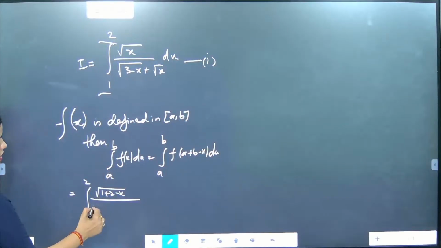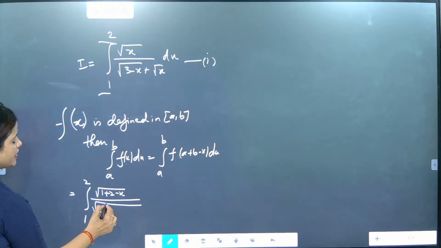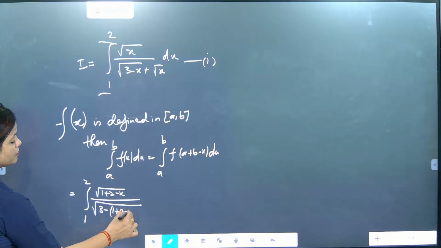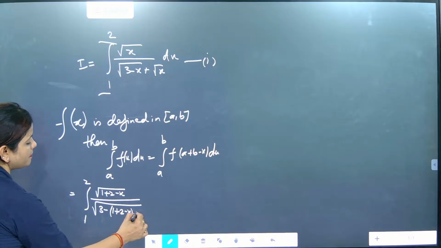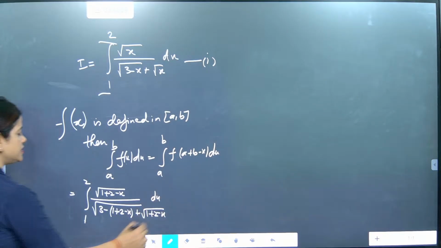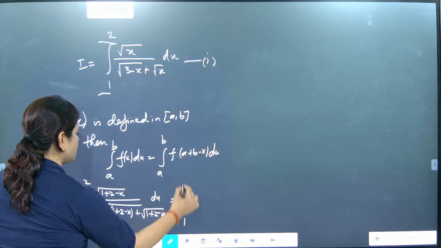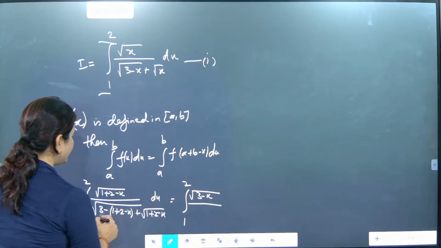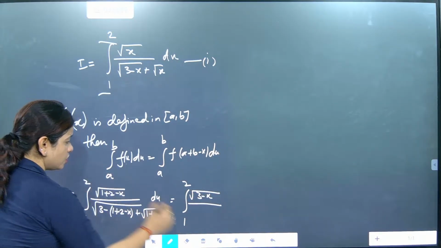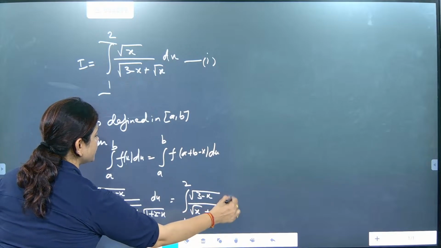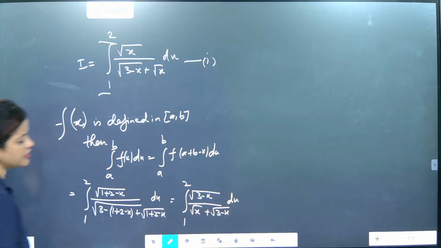Here also we will do the same thing. Wherever x is there, we will write 1 plus 2 minus x. Done? And here it will become 1 plus 2 minus x dx. So it is coming as integral from 1 to 2 of root under 3 minus x, and here it will come integral from 0 to 3 of root under x plus root under 3 minus x dx. So this part is coming.